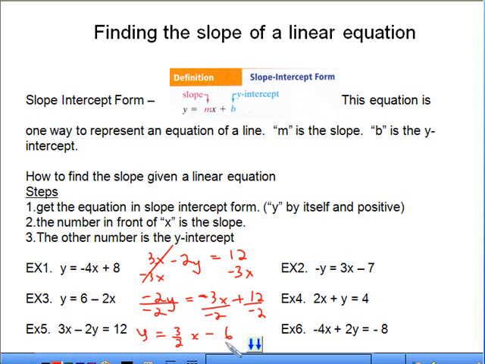Minus 6. So now we know m is 3/2. y is by itself and positive, so we can find the slope. It's 3/2. Okay? So just make sure to get y by itself and positive.